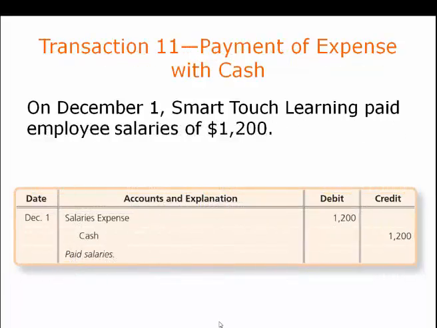And then the next one, salaries expense. They paid $1,200 in cash. They wrote a paycheck. They increased salaries expense. They decreased cash. So that's how they got paid.